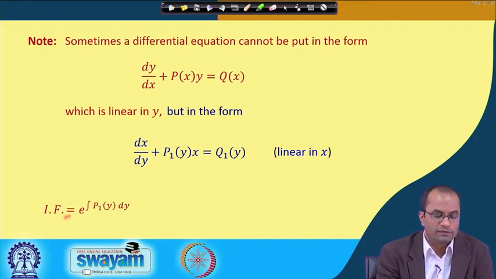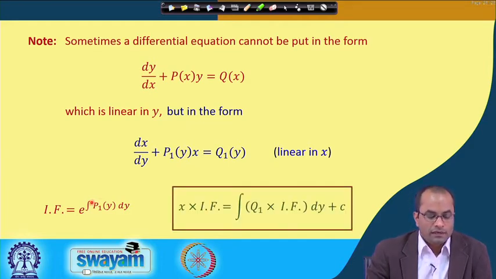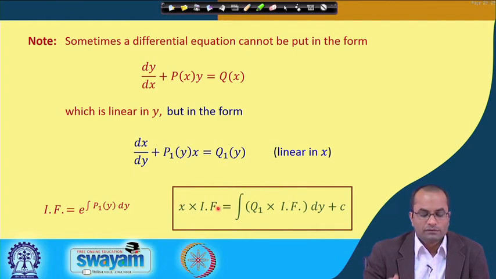So, we have to write down the integrating factor, where p1(y) now comes in the exponential under the integral, and then the solution is absolutely the same formula which we used earlier, but now we have x times the integrating factor, and the right-hand side is q1(y) times the integrating factor, which needs to be integrated over y, plus a constant c of integration.